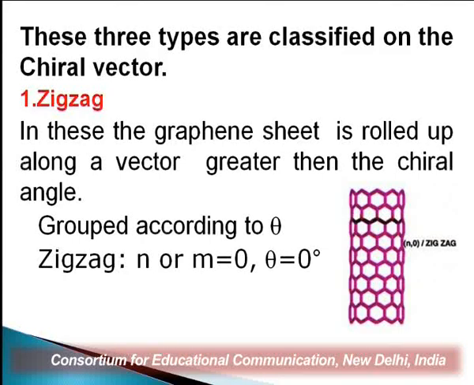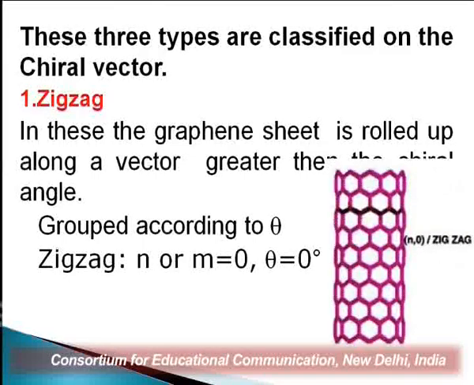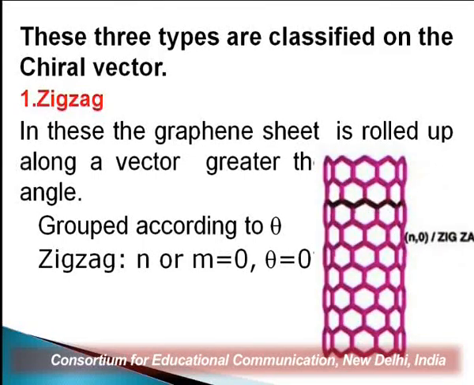On the right hand side we are seeing that it is the n0 form of nanotubes. This is the zigzag. So the dark points define the rolling form of the nanotube. This is in the form of the zigzag.